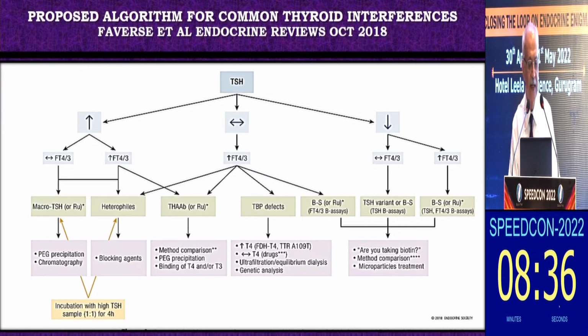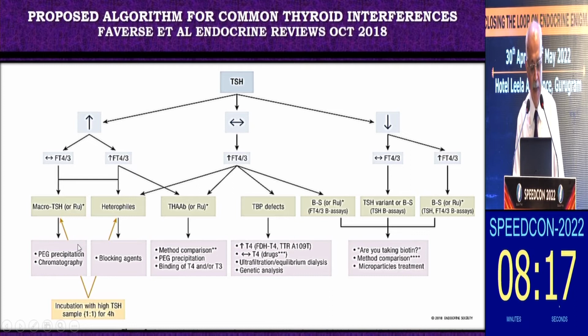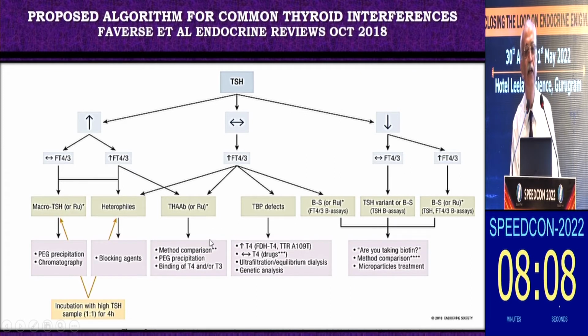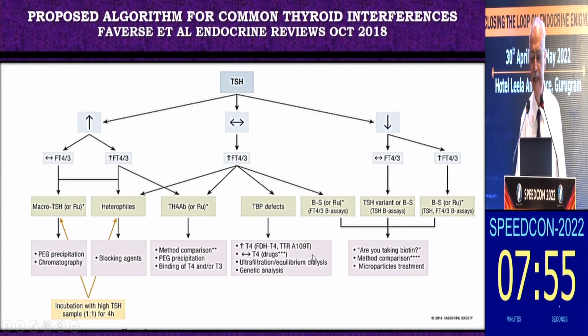So what do you do with this interference? When you have a TSH which is high and the T4 which is normal or increased, think of macro TSH or ruthenium antibodies, and the way out is PEG precipitation, polyethylene glycol precipitation, or chromatography. For heterophils, you think of blocking agents. For thyroid hormone antibodies, the way out is method comparison. You use different antibodies for the assay, or PEG precipitation. For thyroid binding defects, you can use ultrafiltration and equilibrium analysis, or genetic analysis. And if the patient is taking biotin, you use assays that don't use biotin.